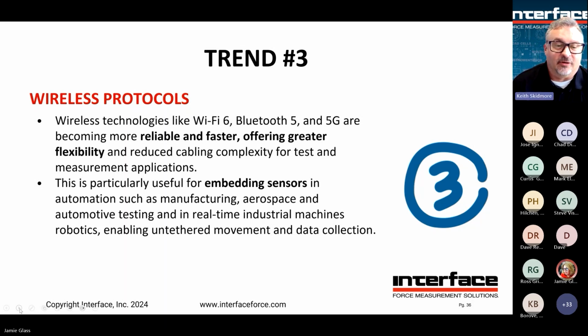Number 3, wireless protocol. So wireless technologies have certainly improved. Very high speed. Wi-Fi 6 is relatively short distance, but very high bandwidth. And Bluetooth 5 is much improved than earlier Bluetooth protocols. And again, 5G can get very high bandwidth cellular data. And they're getting more reliable and faster. And so more and more of that is being integrated into industrial environments.